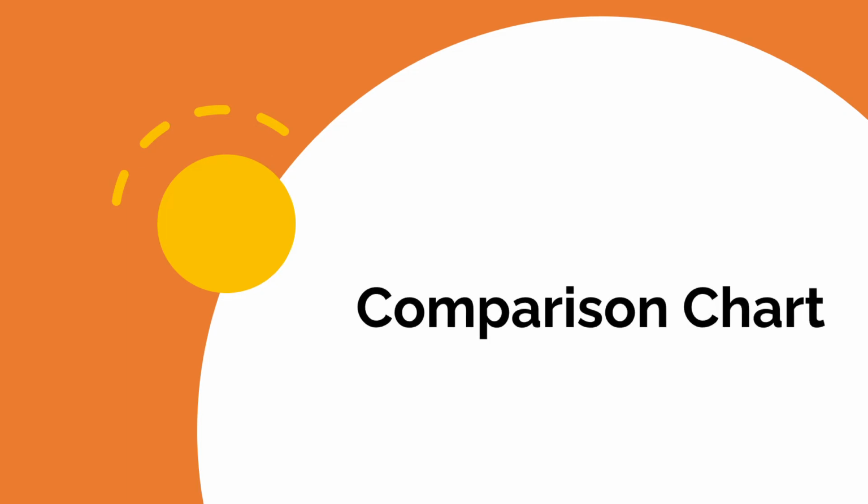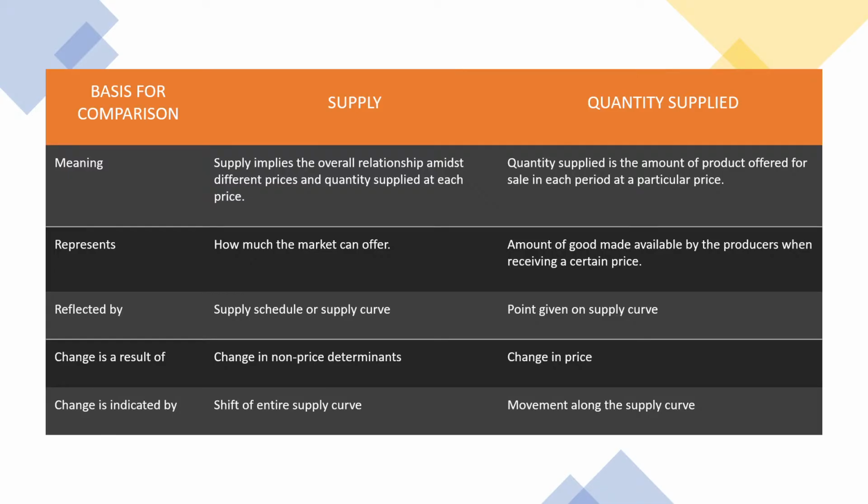So now I will explain the comparison chart. So basically the four-step process is the following. Step 1 is to close all revenue accounts to a temporary account called income summary. Then step 2 is to close all expense accounts to the income summary account.